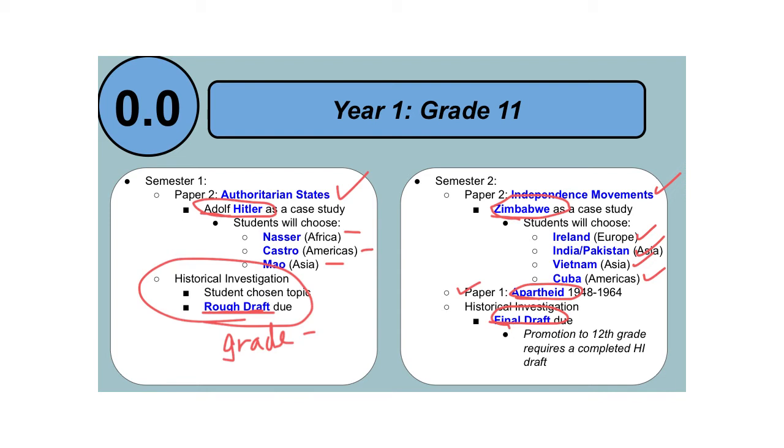So we just hold the grade in first semester, so it doesn't really negatively impact the grade, but in the second semester, it is actually a grade in the grade book, so we have to have it. That's why promotion to 12th grade is determined based on you turning in the completed historical investigation at the end of 11th grade.